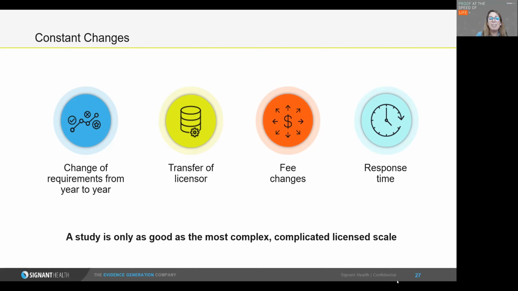And again, my last piece is here, a study is only as good as the most complicated licensed scale. Again, it really just goes into the fact of knowing your protocol, how many copyrighted scales do you have in there, what are your permissions, what are your requirements, and if you have one, unfortunately, that's going to take a really long time, then you just have to allow for those timelines for that most complex scale for licensing as well as implementation of it as well.